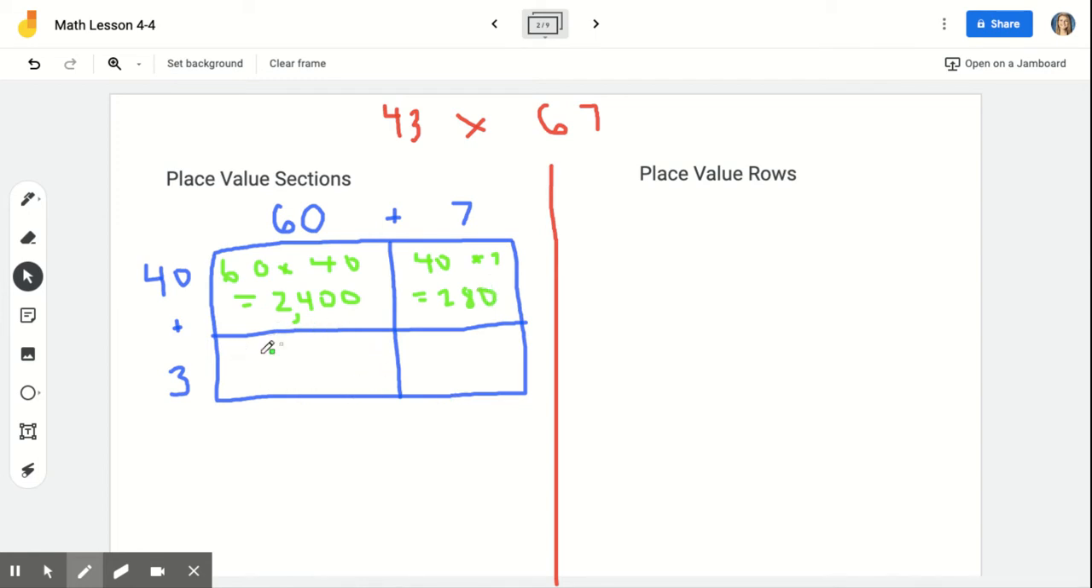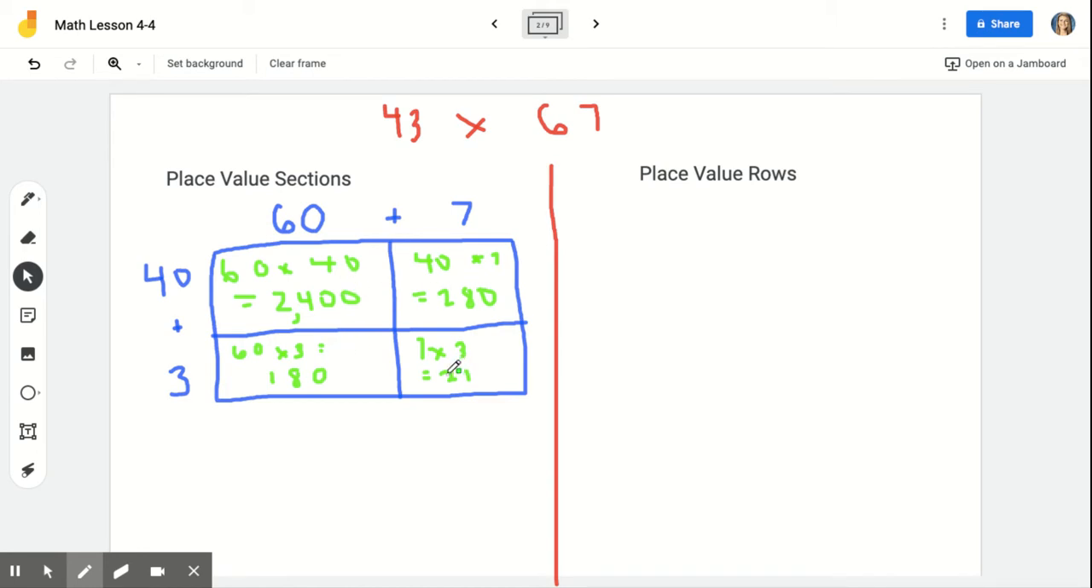This next rectangular box right here, we're going to be multiplying 60s at the top and 3s at the side. So 60 times 3 is equal to 180. And then our last box here, 7 is at the top, 3 is at the side. 7 times 3 is equal to 21. We have 4 partial products now.